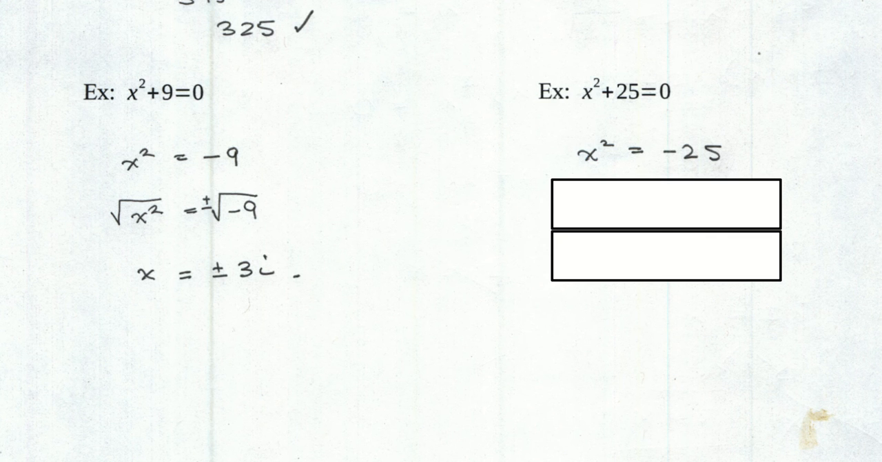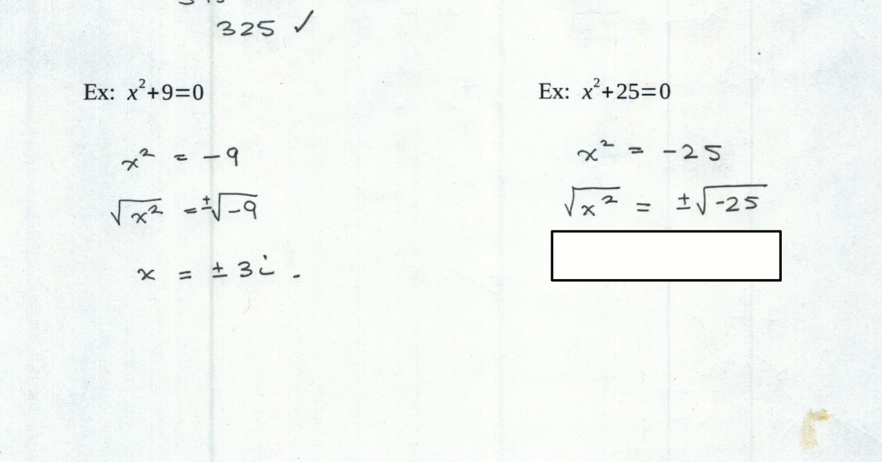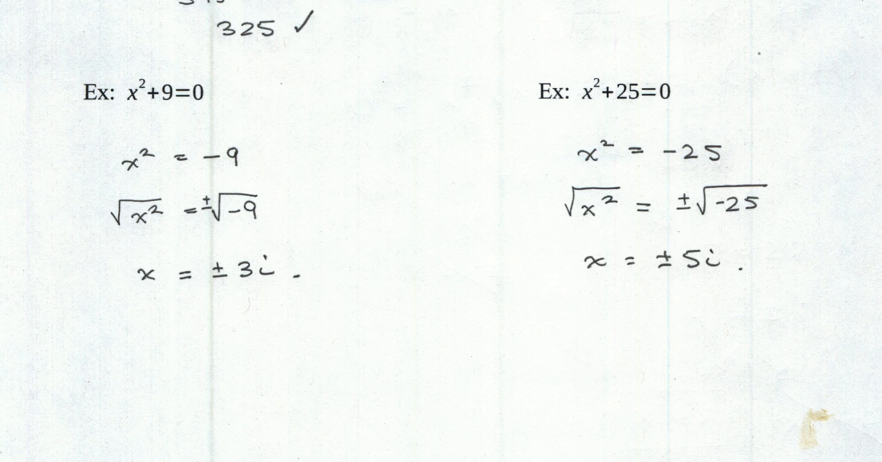Back in beginning algebra, you were supposed to say no real solution. Now we say, hey, we can take the square root of a negative. Just as long as we don't forget the plus or minus sign, the square root property still applies. And of course, the square root of negative 1 is i, and the square root of 25 is 5. So there's our two solutions, 5i and negative 5i. Pretty cool, huh?